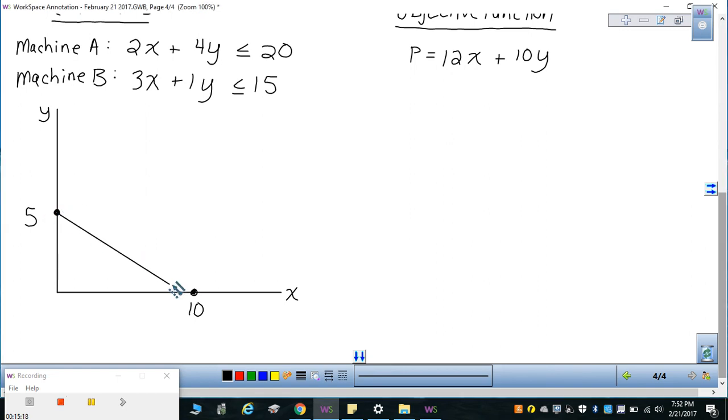So we'll go ahead and connect the x and the y-intercept. Thinking about our test point, if you plug in 0, 0, 0 is less than 20. That's true. So we're going to shade toward the test point. We'll just do our little arrows pointing down.